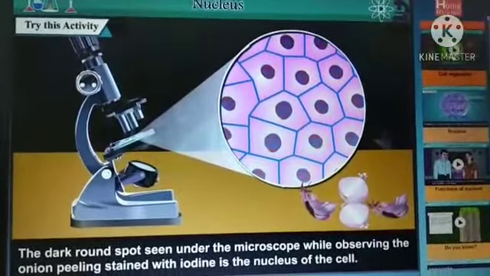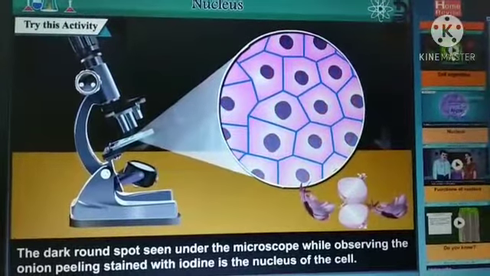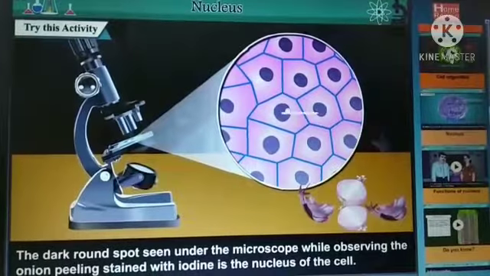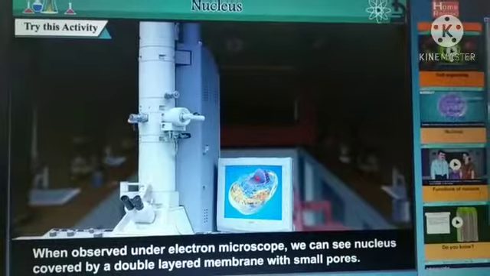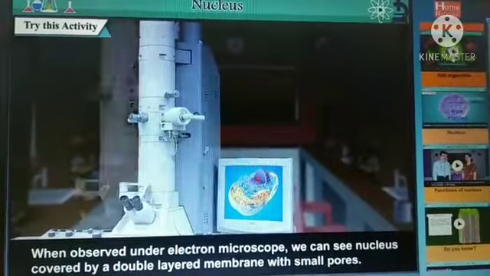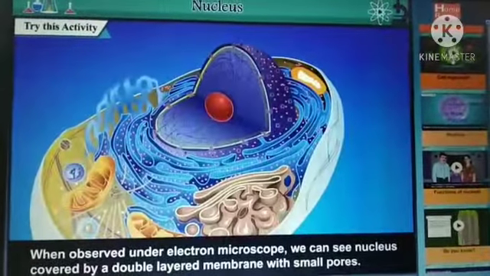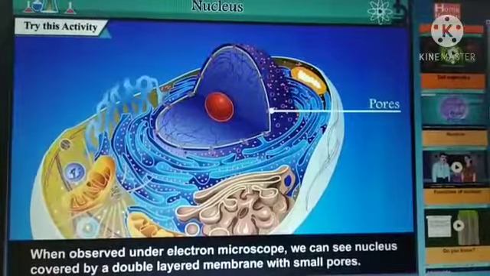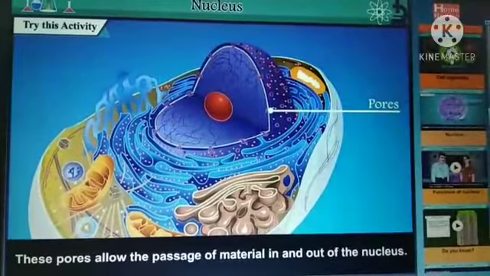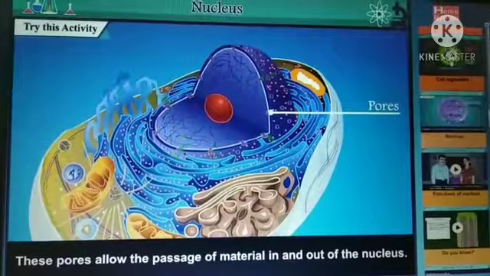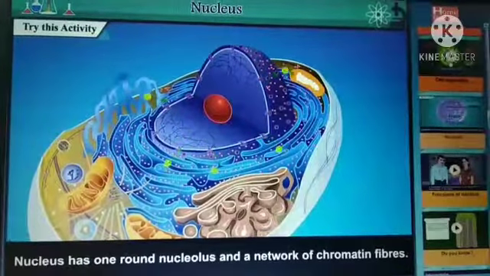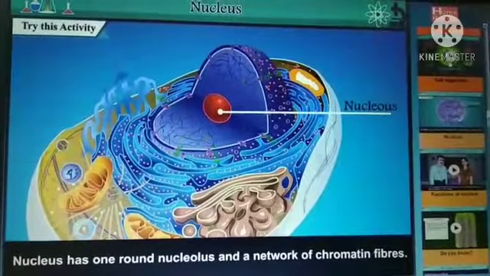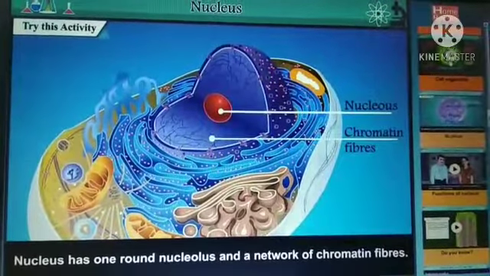The dark round spot seen under the microscope while observing the onion peeling stained with iodine is the nucleus of the cell. When observed under electron microscope, we can see nucleus covered by a double layered membrane with small pores. These pores allow the passage of material in and out of the nucleus. Nucleus has one round nucleolus and a network of chromatin fibers.